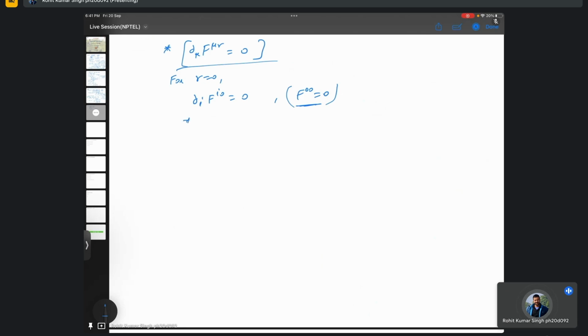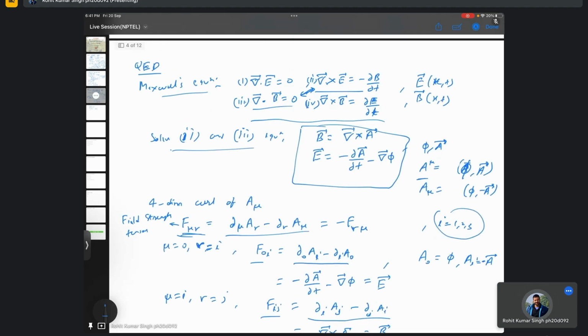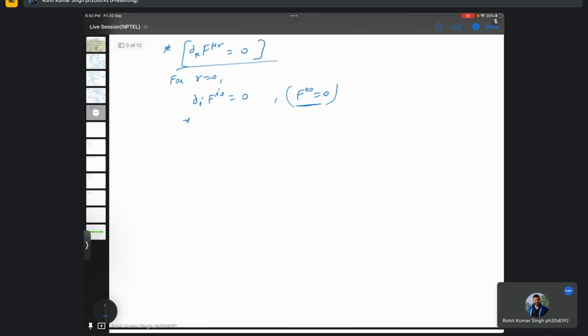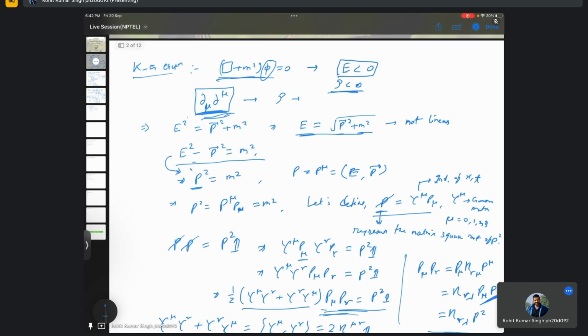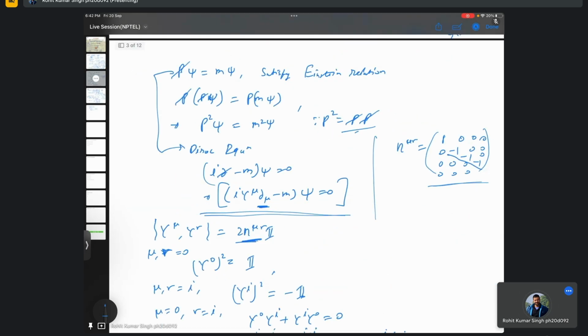Let's expand it a little bit. Okay, so we just found out what F^{i0}, F^{0i} are, these are electric field vectors, right? So this is just the divergence of the electric field, equal to 0. So you see, this is the first Maxwell equation, right?